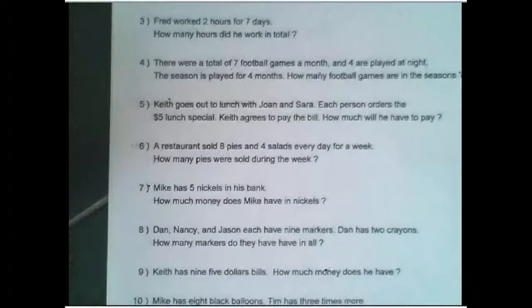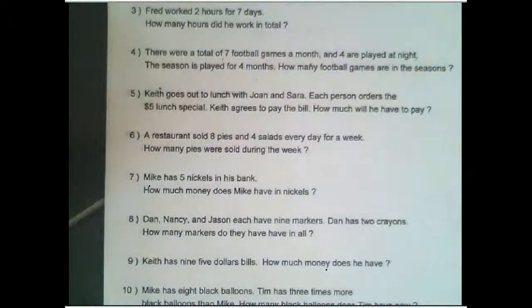For problem number 6, a restaurant sold 8 pies and 4 salads every day for a week. How many pies were sold during the week? We don't care about salads, so that's extra information. We can just cross that out. But now we need to use some of our English knowledge. We need to know how many days there are in a week. If you don't know that there are 7, you could always sing the old song: Monday, Tuesday, Wednesday, Thursday, Friday, Saturday, Sunday is the last day, the days of the week that you learned when you were in preschool. But there are 7 days in the week.